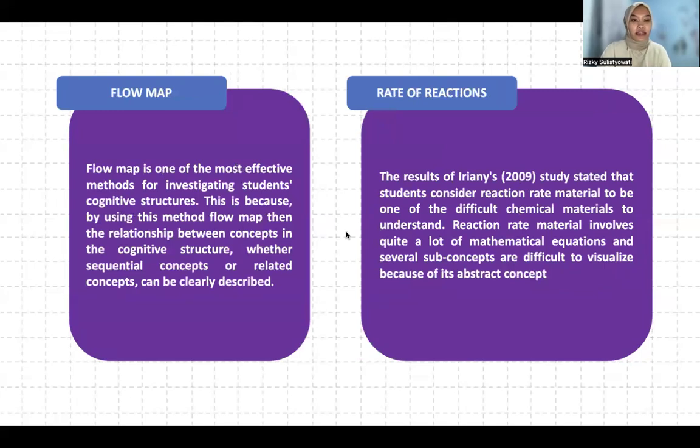The method of this study is a flow map. Flow map is the most effective method for investigating student cognitive structure. This is because by using this method, the relationship between concepts in the cognitive structure, whether sequential concepts or related concepts, can be clearly described. And for the rate of reaction material, the result of Iriani's study states that students consider reaction rate material to be one of the difficult chemical materials to understand because it involves quite a few mathematical equations and several sub-concepts that are difficult to visualize because they are abstract concepts.